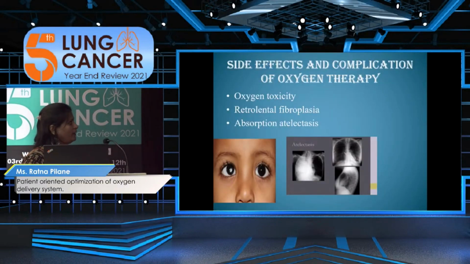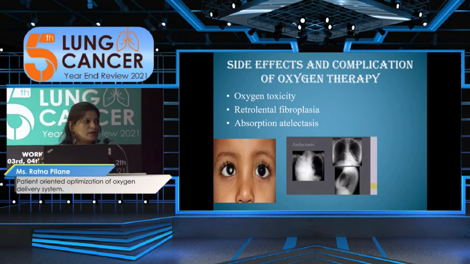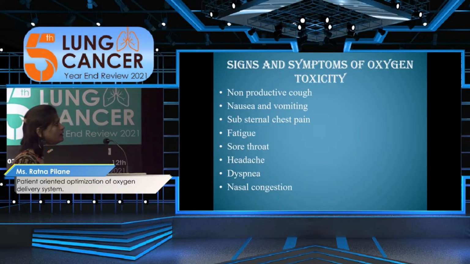Side effects and complications of oxygen therapy: oxygen toxicity, retrolental fibroplasia. Retrolental fibroplasia is blindness which occurs in premature babies, because when a premature baby is cyanosed or we are shifting to the NICU and starting with a high oxygen level, the baby will have retrolental fibroplasia. That is an oxygen complication. Absorption atelectasis is the collapse of the lungs, which is usually seen in COPD patients because they are on prolonged oxygen.